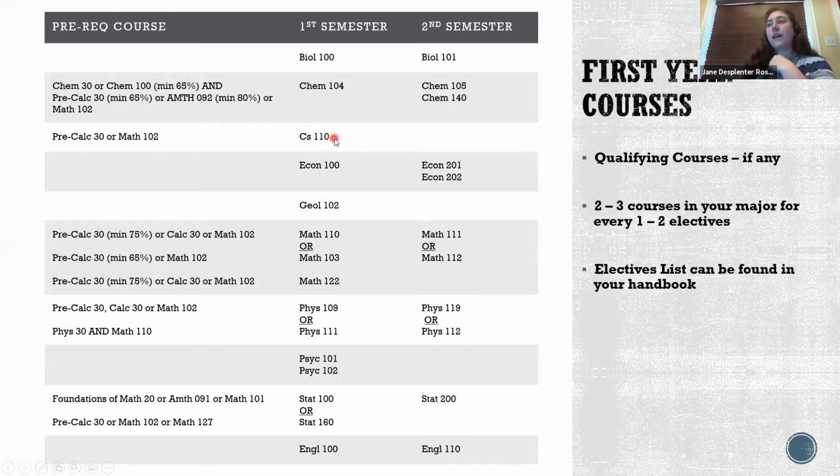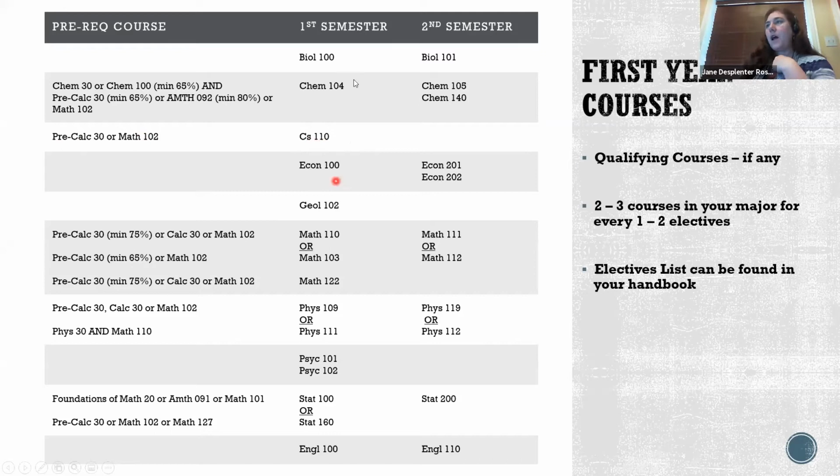If you're a computer science major, this is your first computer science course, and you do need a 65% in order to move forward. So for my computer science majors, this course is going to be one of your top priority courses, but it also requires the math to move forward.